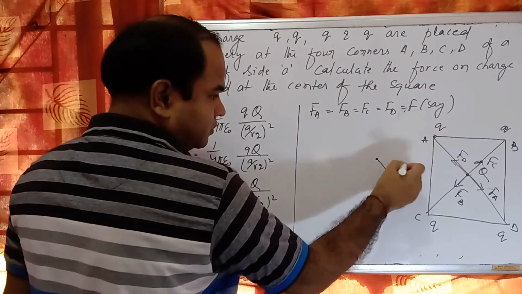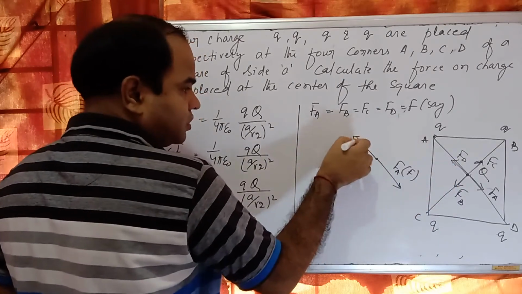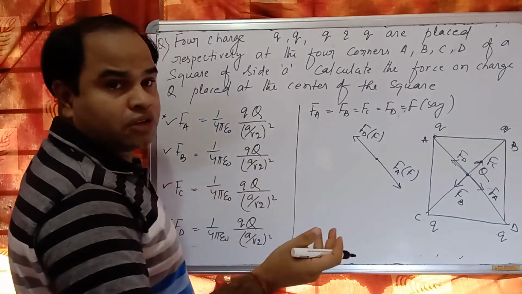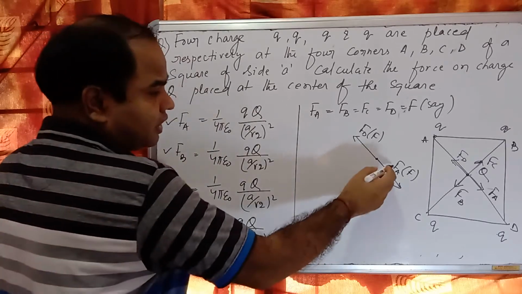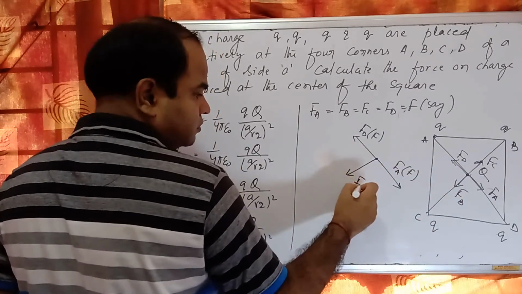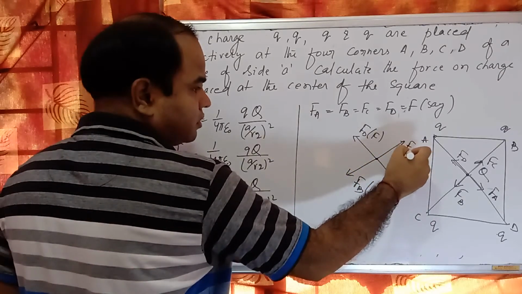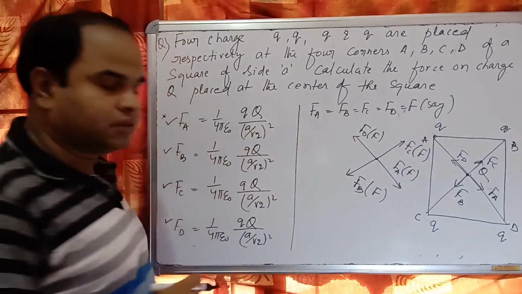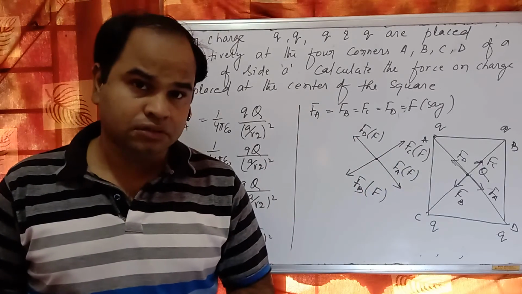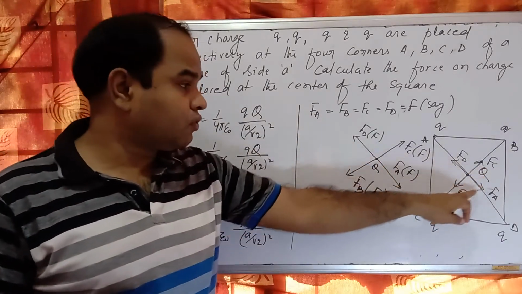FA is in this direction, and here downward is FD in this direction, F. So these two are equal in magnitude and opposite in direction, they will be cancelled. So FA will be cancelled by FD. Similarly FB in this direction and FC in this direction, that is also F. So FB and FC have equal magnitude and opposite direction, so they will be cancelled.